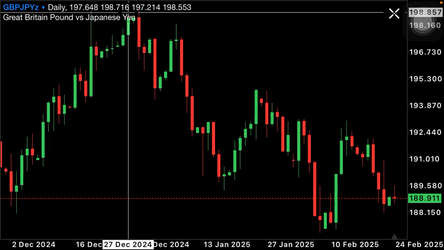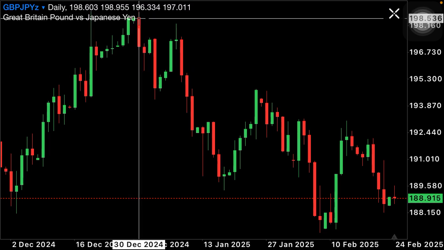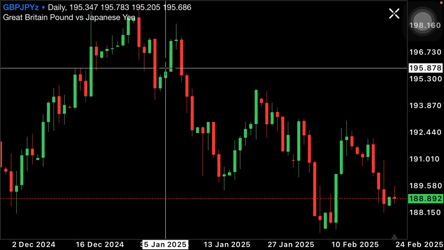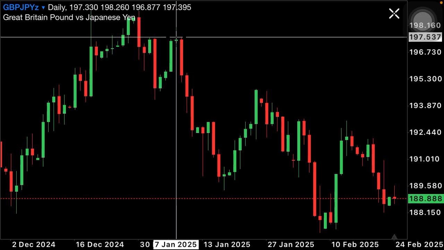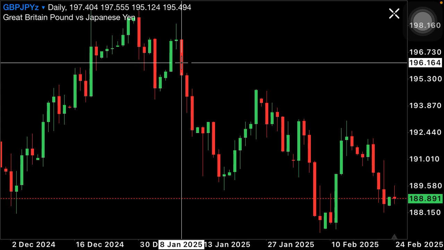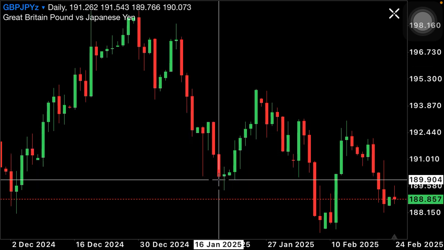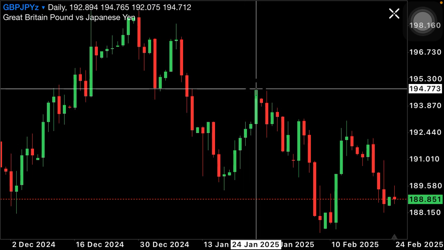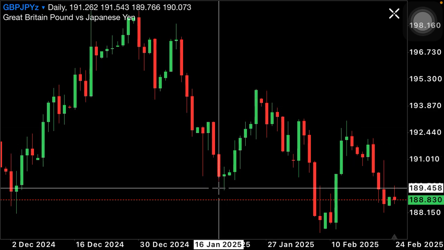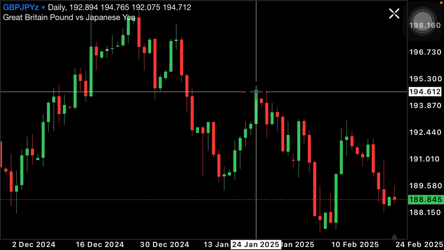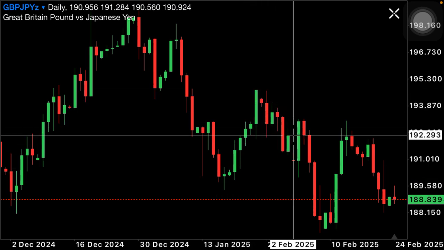Buy side liquidity, where buyer's position was gathered. Then a new trend started from here. Lower high, lower low, lower high. Buy side liquidity was gathered here. Lower low, then lower high. Buy side liquidity was gathered here. This sell side liquidity, buy side liquidity. Then a new trend started from here.